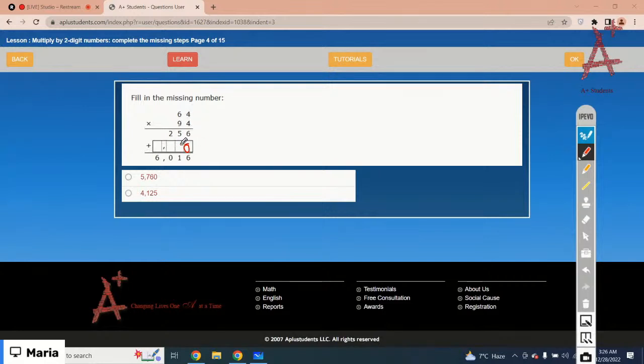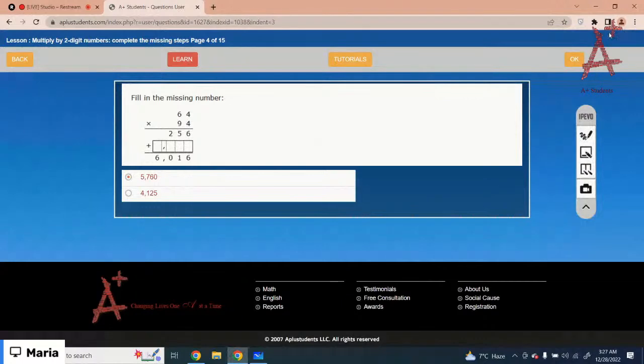It would be 9 times 4 is 36, 6 and carry 3. 9 times 6 is 54, and it would be 57. Got it? Just add them. 6, 5 and 6, 11, 1 and 1 carry. 7, 8, 9, 10, 0 and 1 carry, and 5 and 1 makes 6. Got it? The missing number is 5760. That would be the first option. So just select the correct option and click on the OK button.